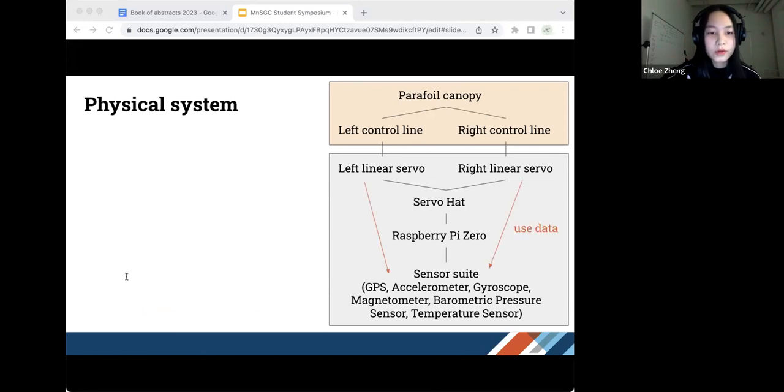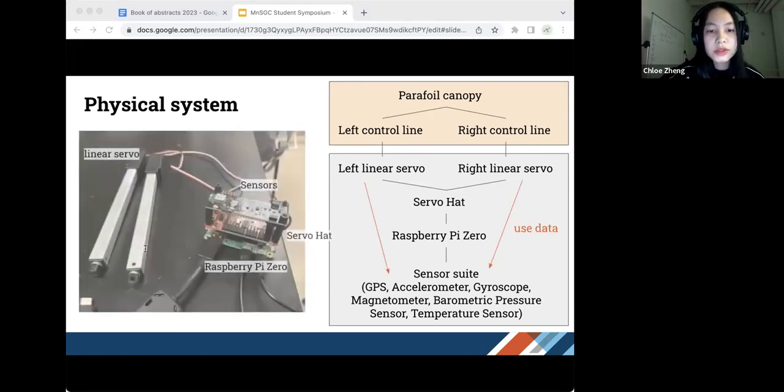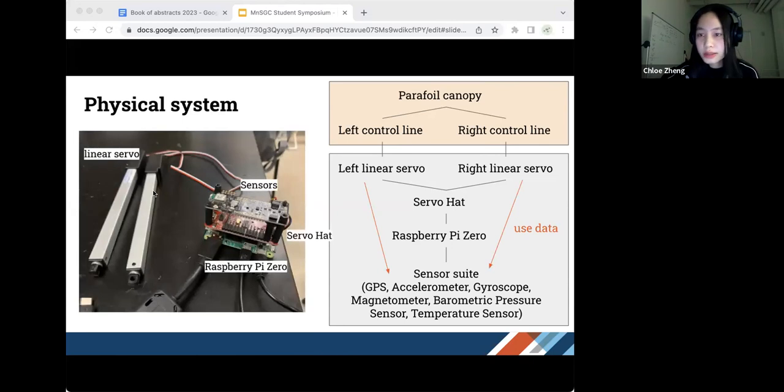And so here is a picture of all of our electronic system. On the left are our linear servos, and then we have three boards. The lowest green one is the Raspberry Pi, and then the servo hat is to connect and control the linear servos. And then on the top, we have one board that has all of our sensors, which is called a Berry IMU GPS sensor.